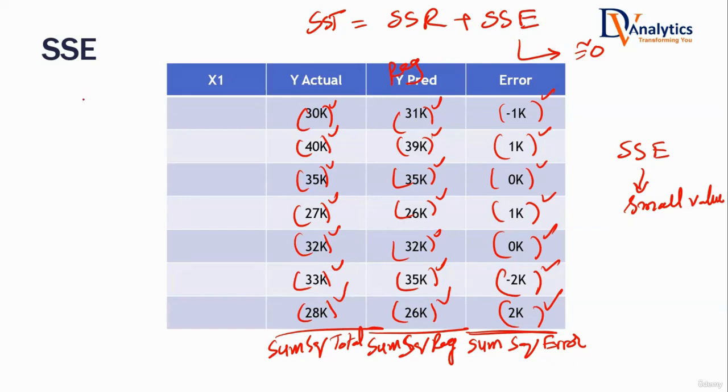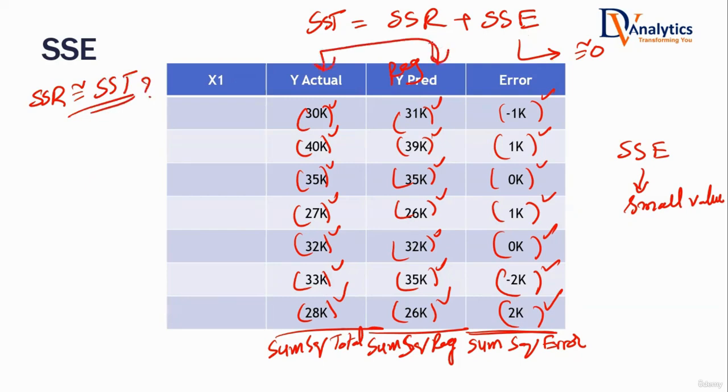For a really good model, what should be the sum of squares of regression? What should this value be? Almost equal to the sum of squares of total. Do you believe in this, all of you? Basically what I'm trying to say is actuals and predictions should match for a good model.